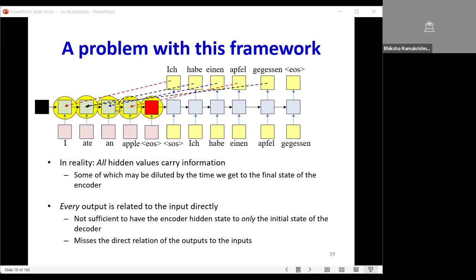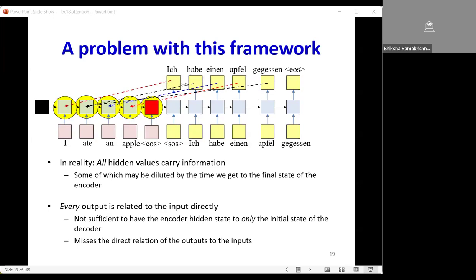There is a much more direct relationship between the individual output words and the individual input words. So Ich here is directly related to I. Aber is related to ate. And Gegessen is also related to it. You can see from these arrows that each word over here is more dependent or more related to some words in the input than to others. And so this is also lost by this model. How can we fix this?